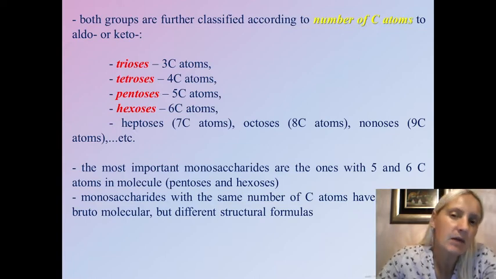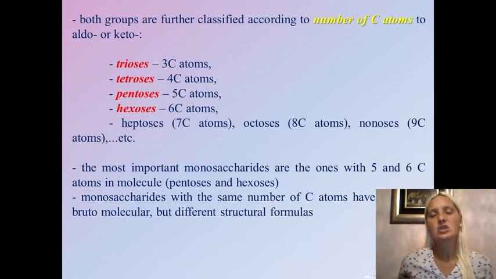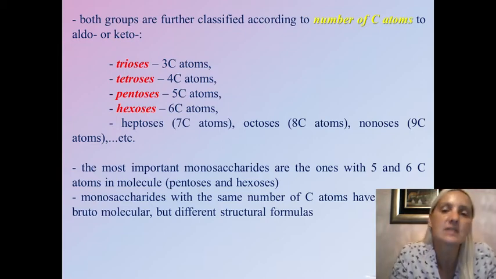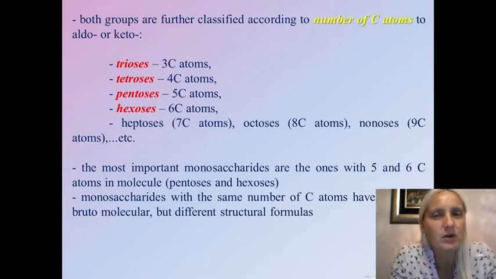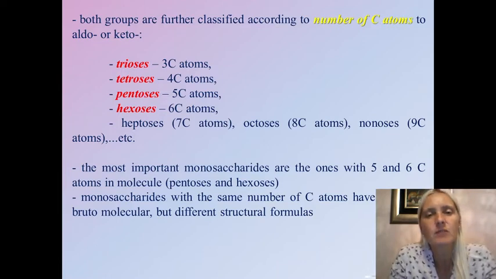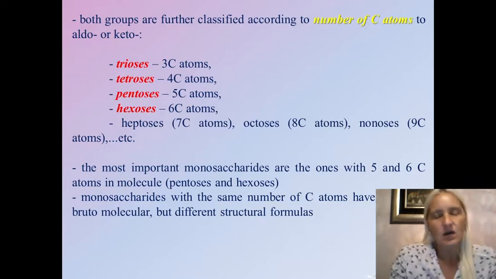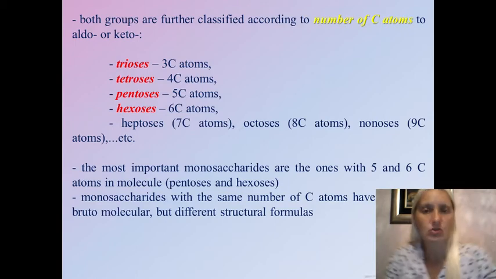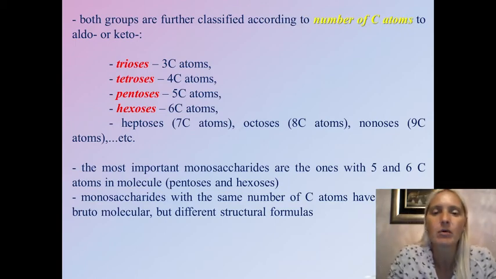Monosaccharides with the same number of carbon atoms have the same molecular formula, but they have different structures. From your organic chemistry course, you know that those molecules are marked as structural isomers. When talking about carbs, we're going to talk about 4 different types of isomerism, and the first one is structural isomerism. For example, glucose and fructose are different molecules.